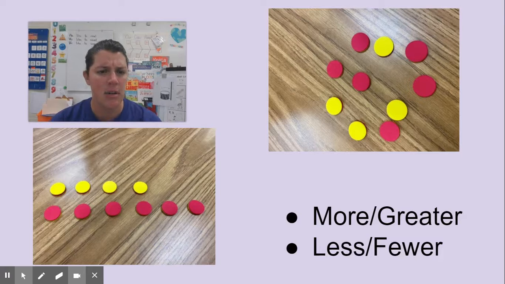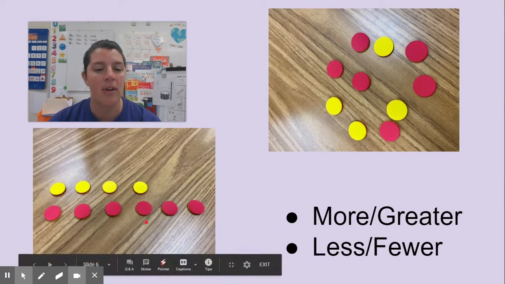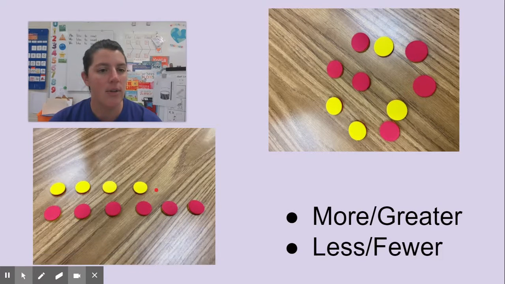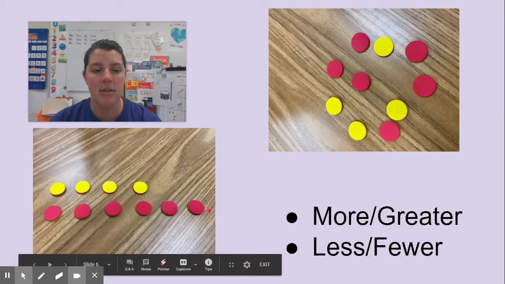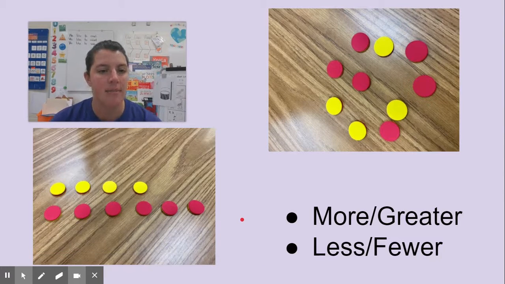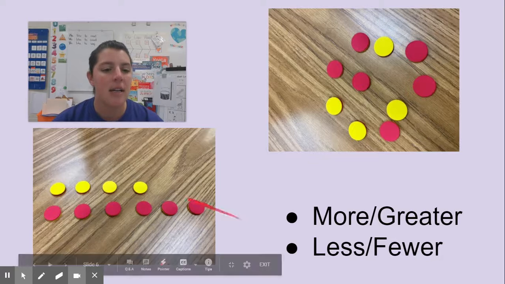Can I stop here? No, I have to keep going. You're right. Okay, we're at 4, 5, 6. There are 4 yellow counters and 6 red counters. Does that help you to determine which group has less? Can you point to the group with less? Let's see. Is your finger here pointing to the yellow counters?